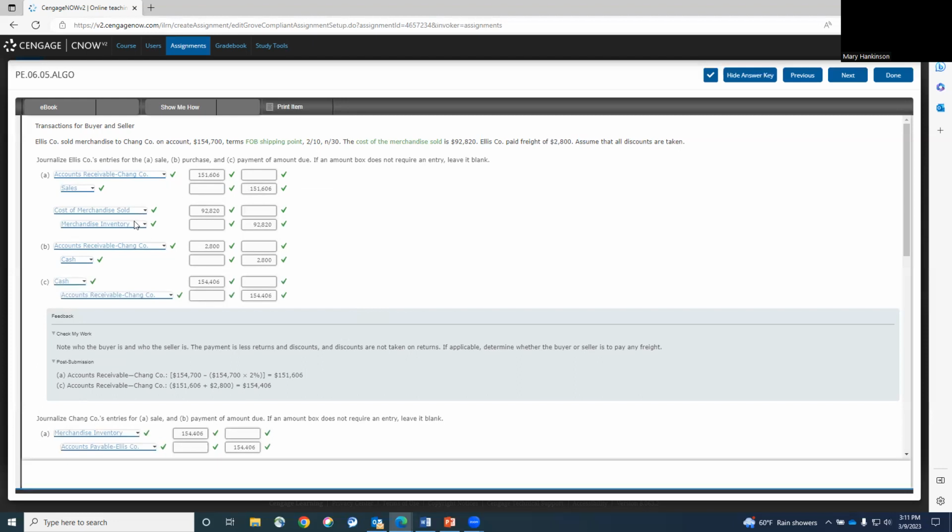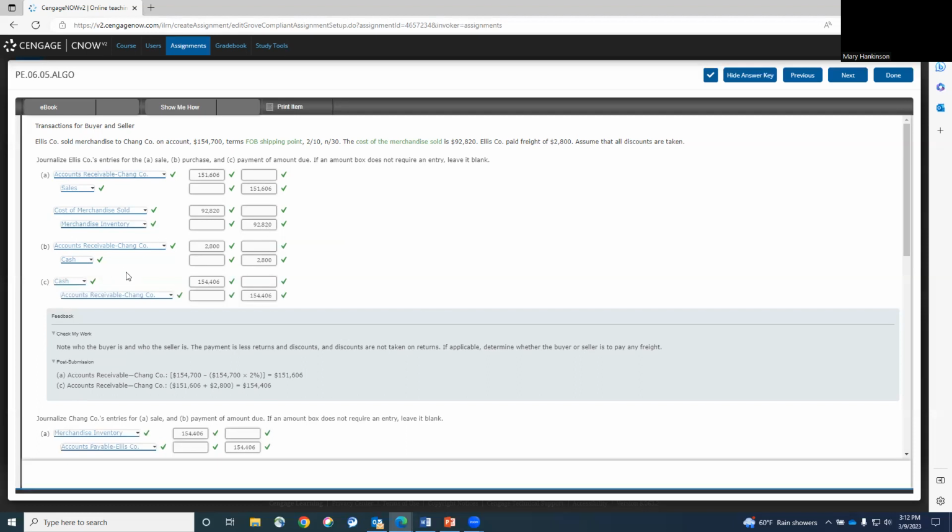We're also going to update our cost of merchandise sold, and it told us that the cost of merchandise sold was $32,820. So we're going to record that to our expense account, cost of merchandise sold, and then we're going to reduce our inventory on hand by crediting our merchandise inventory account because we've sold that inventory. We no longer have it on hand. So we got to reduce that account.